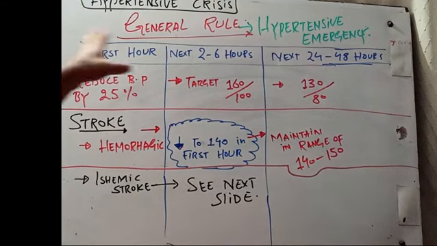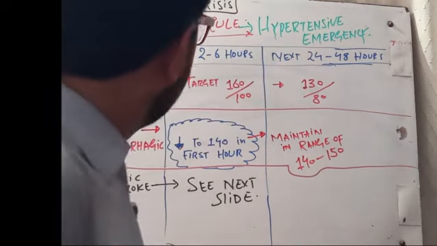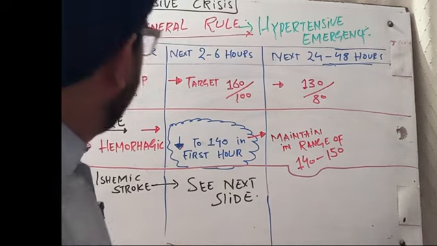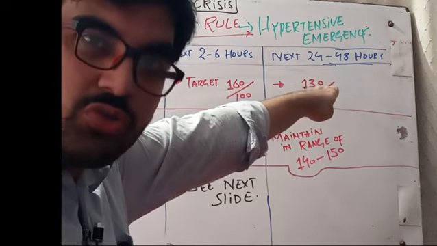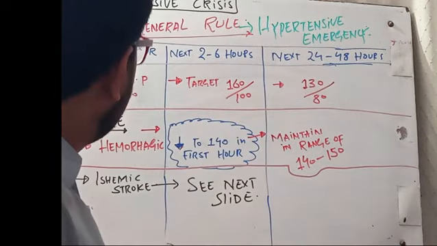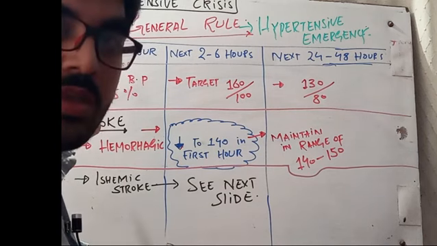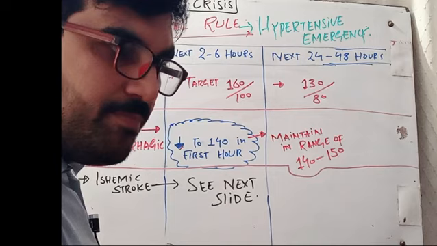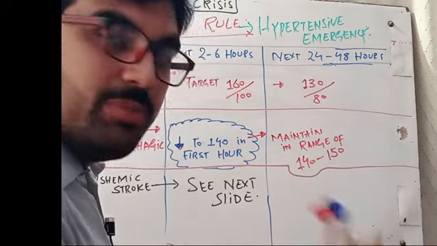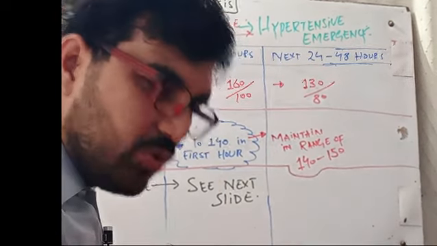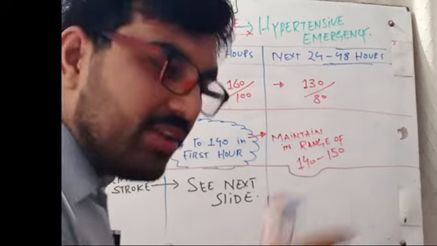So as a general rule, in case of hypertensive emergency, what should you do in the first hour, the next 2 to 6 hours, and the next 24 to 48 hours? What should be your target blood pressure? So reduce the BP by 25% in the first hour. What you do, you take the systolic reading and diastolic reading and take out the percentage of the systolic reading as well as the diastolic reading and minus that percentage from that reading.